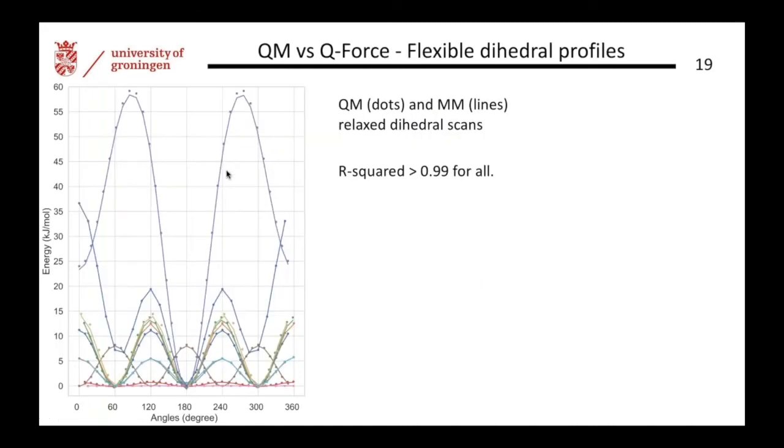All right, and then we look next at the flexible dihedral profiles corresponding to those same 16 molecules. And here with dots, you can see the QM scan data points, and QForce ones are the lines. And you can see that there's a good correspondence between the two. For each dihedral, the R squared is larger than 0.99. But of course, this is a profile corresponding to the relaxed dihedral fitting.